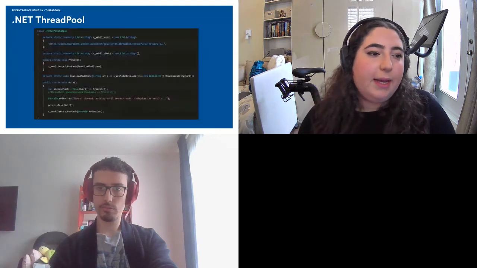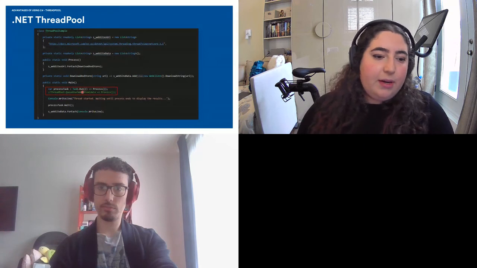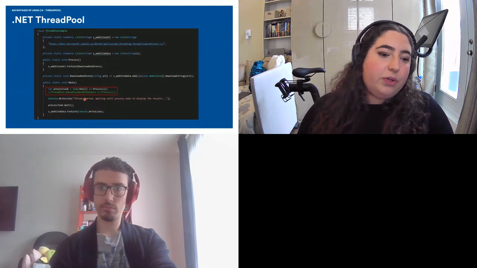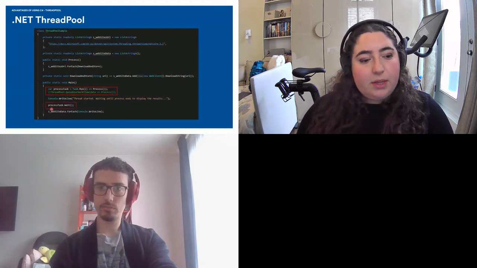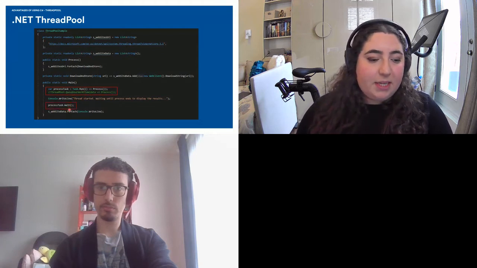So this is what the code would look like if you're using the .NET ThreadPool. As I said, you could either do Task.Run, or you could do ThreadPool.QueueUserWorkItem. Similarly to before, you have to then wait for your task to complete.